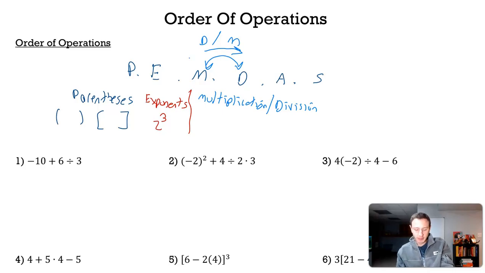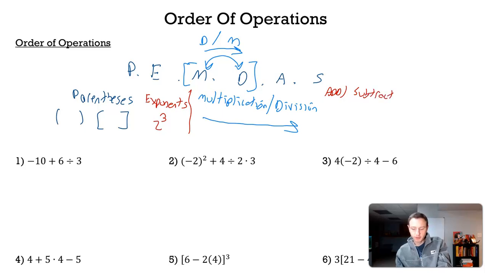A lot of people forget this key concept: these two are completely interchangeable going left to right. It's not multiplication then division. It's division then multiplication, or multiplication then division, depending on which comes first going left to right. And then finally the last two are addition and subtraction. Same thing there, they're interchangeable going left to right.